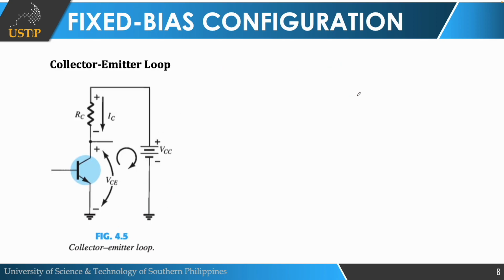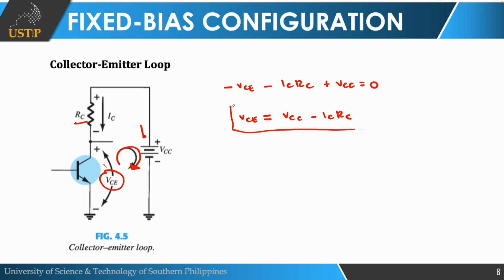Now, let's go to the collector emitter loop. If we use the KVL again, clockwise, we get negative VCE minus ICRC plus VCC equals zero. Again, if we want to get VCE, because this is the unknown or the output parameter, we transpose VCE to the other side. So we get VCE equals VCC minus ICRC. And this is now your expression for VCE.